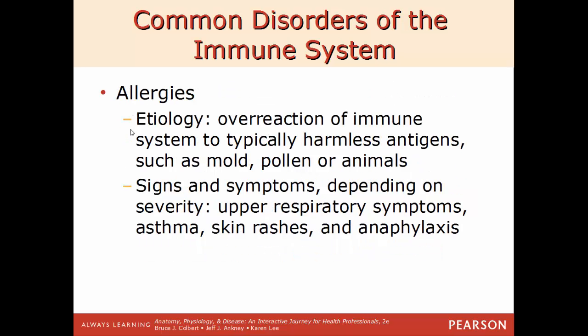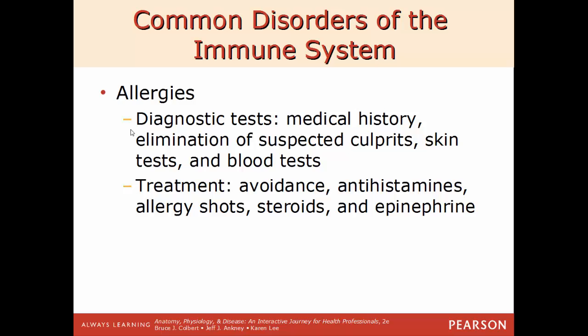Allergies, etiology here is an overreaction of your immune system, typically to very harmless antigens: pollen, ragweed, cat dander, mold, and so on. Signs and symptoms will depend on the severity. Could be upper respiratory symptoms, asthma, watery eyes, skin rashes, and in severe cases, anaphylaxis. Diagnostic tests: medical history, the elimination of the suspected culprit, skin test, and blood tests. For treatments, probably the best one is avoidance of the allergen if possible, antihistamines, allergy shots, steroids, and epinephrine.